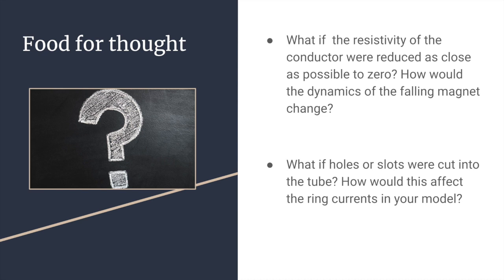What if holes or slots were cut into the tube? How would this affect the ring currents in your model? If holes or slots were cut into the tube, the total time inside the tube of the magnet would decrease, because the magnetic force created by the rings will decrease.